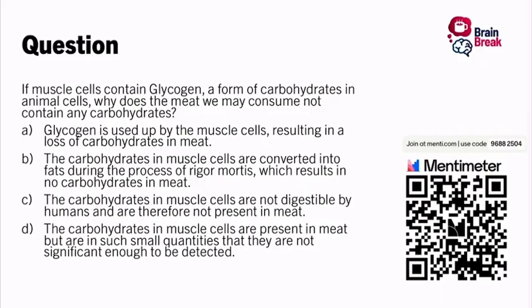Is it that glycogen is used up by the muscle cells, resulting in the loss of the carbohydrates in meat? The carbohydrates in muscle cells are converted into fats during the process of rigor mortis, which results in no carbohydrates present in the meat we consume. The carbohydrates in muscle cells are not digestible by humans and are therefore not present in meat, or they're just fiber. The carbohydrates in muscle cells are present in meat, but in such small quantities that they're not significant and they're never going to make it on the nutritional label. Essentially, we don't care about it because it's such a small amount. What do you think?